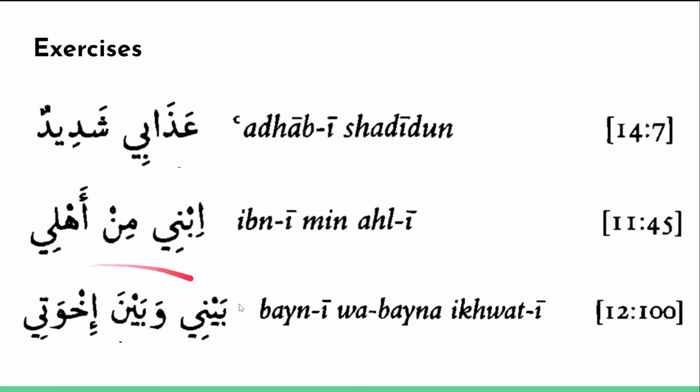Ibni min ahli. Bayni wa bayna ikhwati. Okay, so this is the word bayn. We covered that in the last lesson on prepositions. It means between. So between me and ikhwati, my brothers. So literally this would mean between me and between my brothers. But in English we usually don't repeat the word between, so you can just say between me and my brothers. Ikhwatun is brothers. Ikhwati is my brothers.